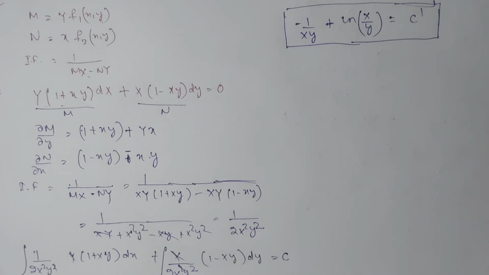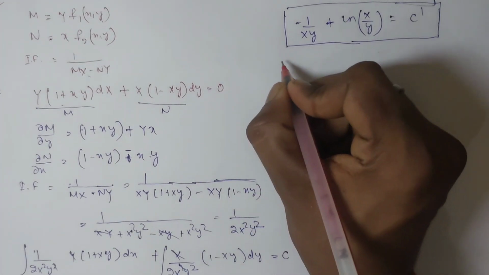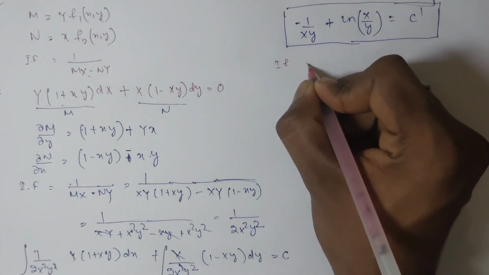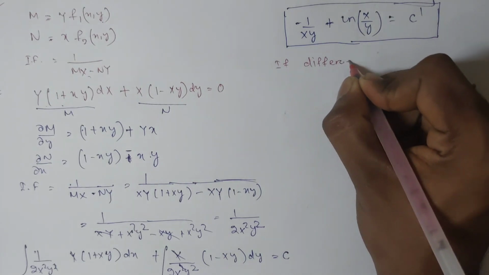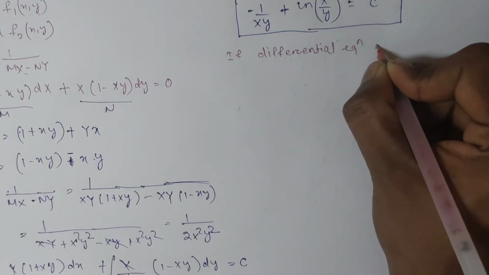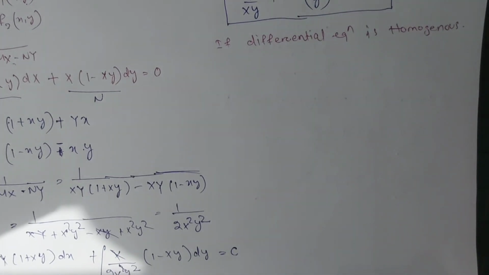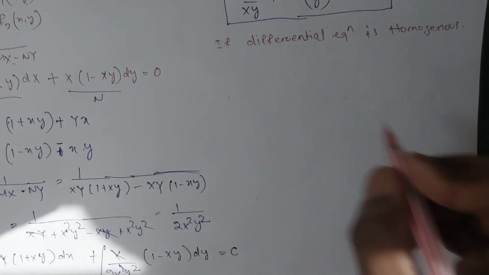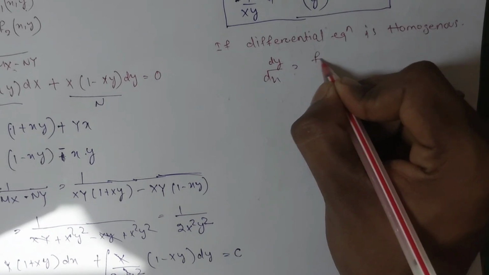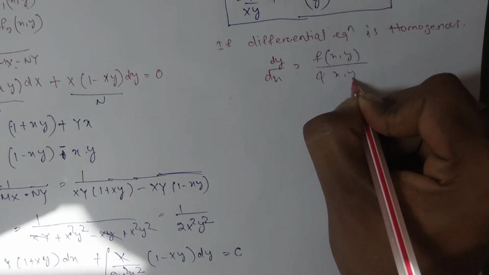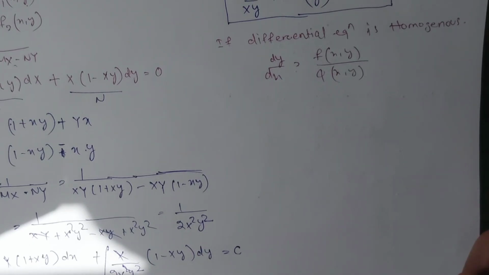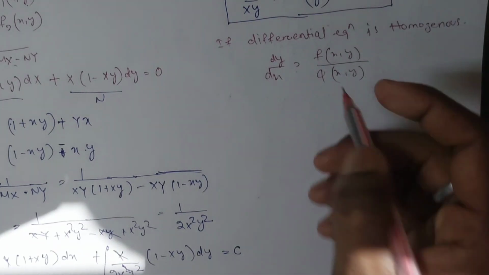Now let us take another example. If the differential equation is homogeneous, we already talked about homogeneous equations, where dy by dx equals f(x,y) by phi(x,y), where f(x,y) and phi(x,y) have the same degree, that is the power of each term of f and phi must be the same to make it a homogeneous equation.